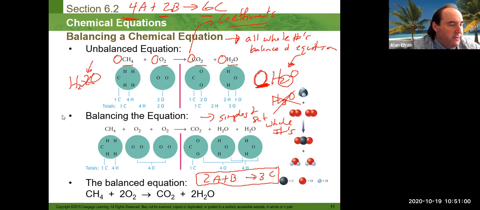And those are really the two things that you want to make sure when you balance the equation: A, you do have the same number of elements on each side, but you also have the simplest set of whole numbers for your balancing.